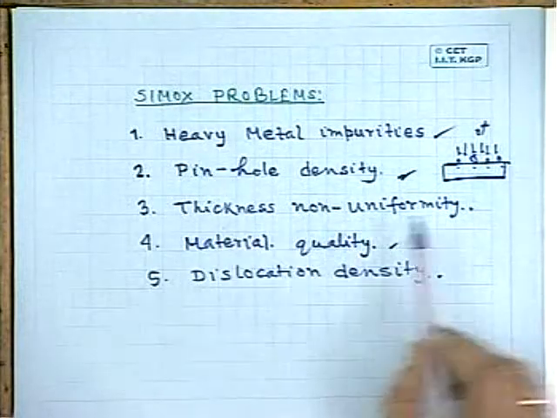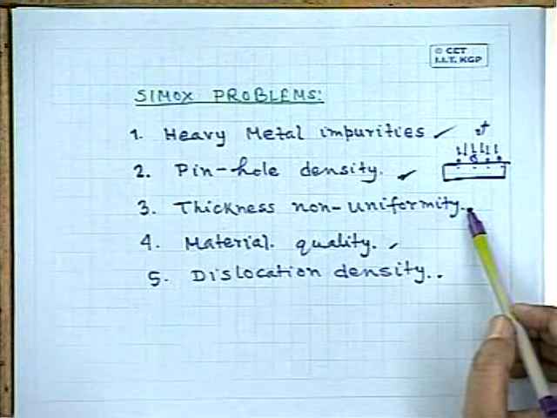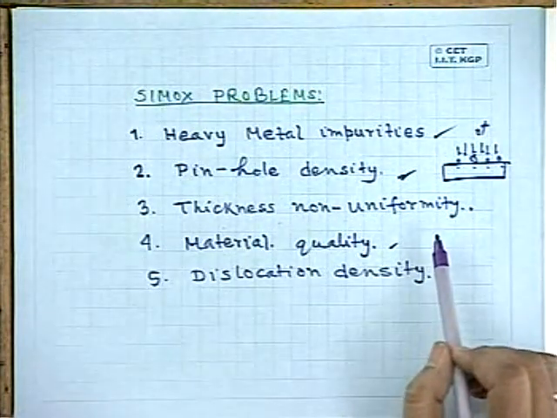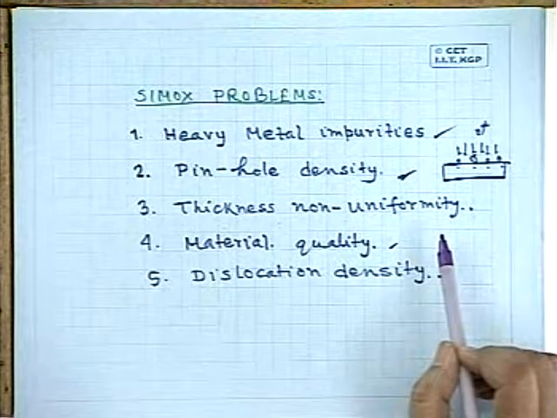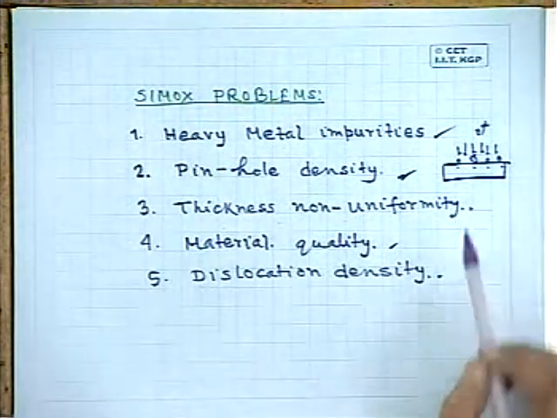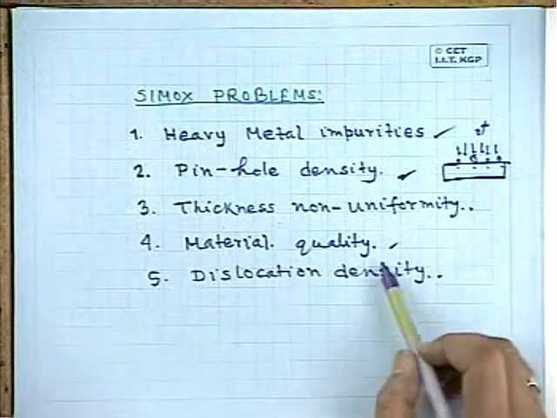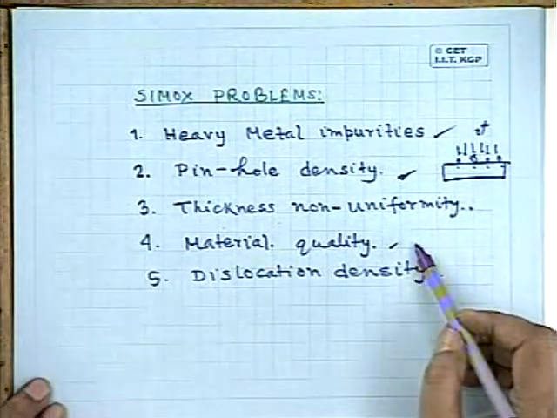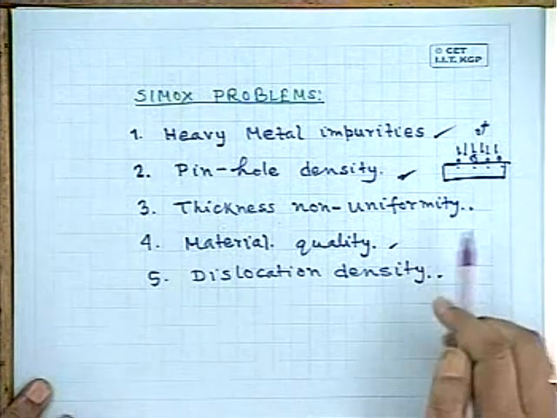The next problem is thickness non-uniformity. The third one is thickness non-uniformity. What thickness? Thickness of the oxide layer. The buried oxide layer is sometimes non-uniform. Next is material quality, that is the quality of the silicon dioxide inside the bulk crystal.